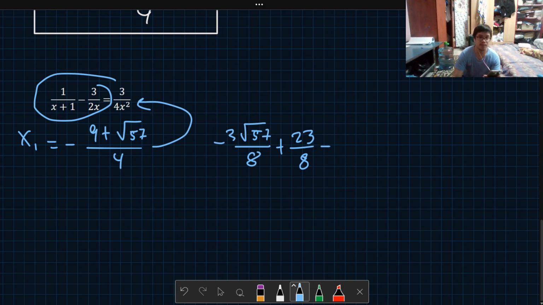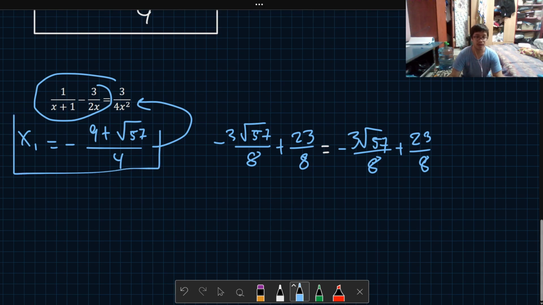Now, how about the right side? All right, let's take a look at the right side. On the right side, it's actually the same. According to the calculator, if I substitute the x value on the right side, I will also have negative 3 square root of 57 all over 8 plus 23 all over 8. So they are in fact the same. Therefore, this is really a solution.